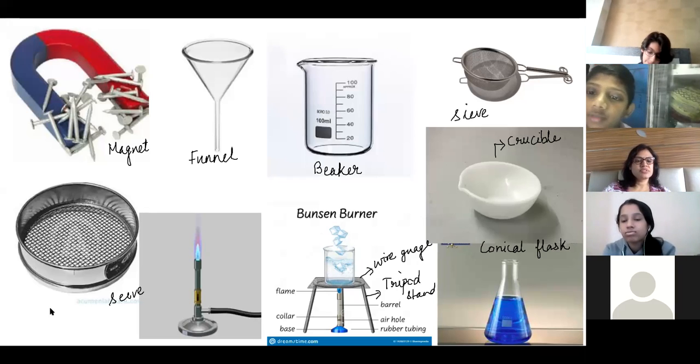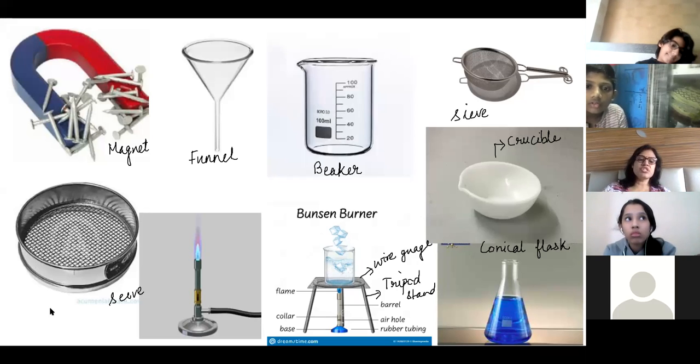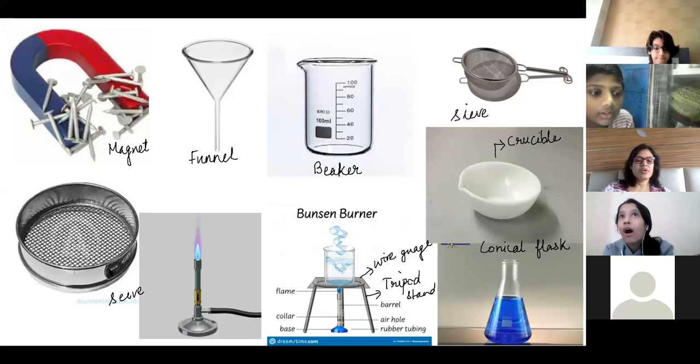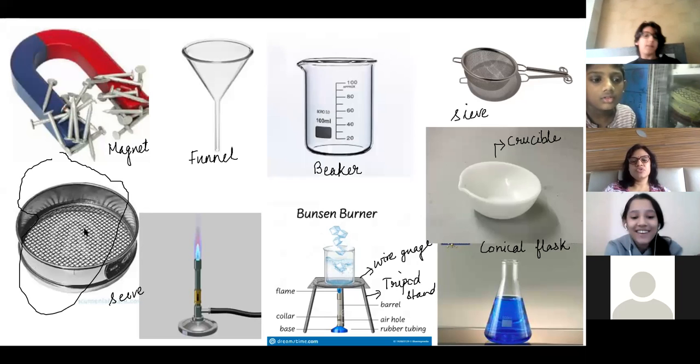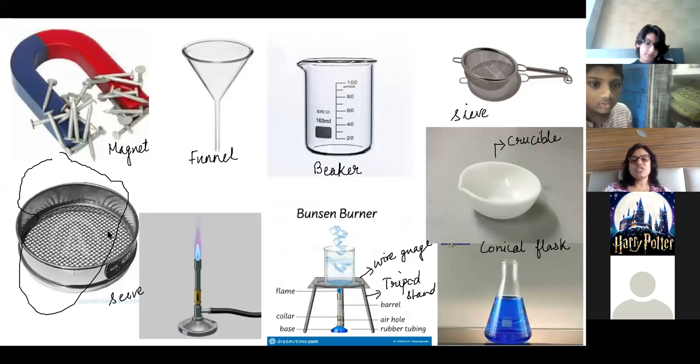And for that separation, we use a sieve, this kind of sieve. Correct. So there you use a sieve. There are different types of separation techniques, ma'am. This kind of sieve we use for that separation. In atta also we use that, flour we use this type of sieve. So these are the various things.